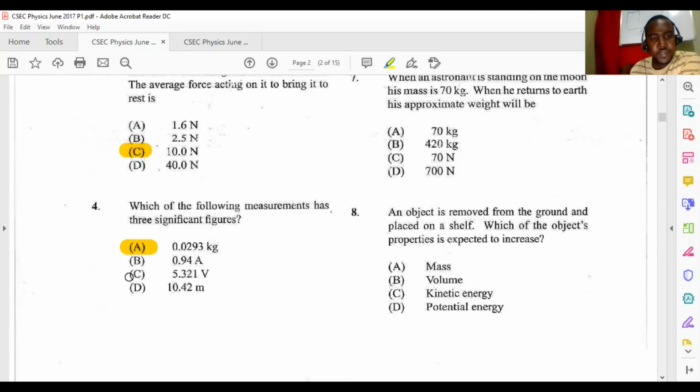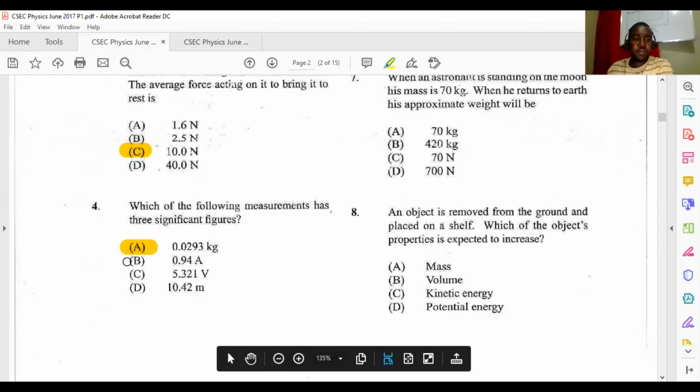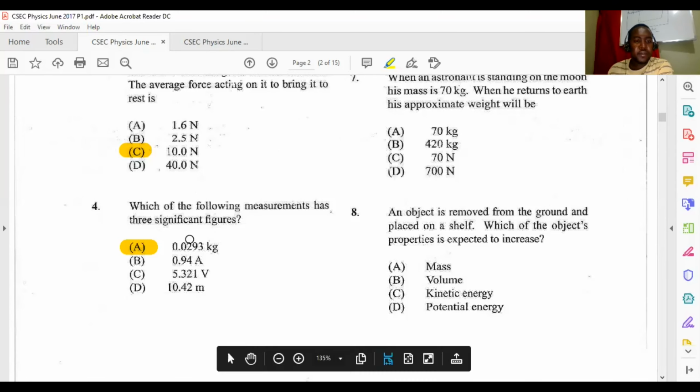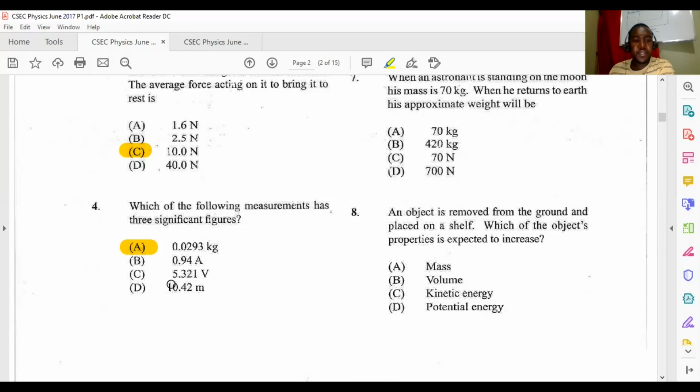All right, so significant figures start from the first non-zero number. So therefore, it can't be B as well because it starts with a 0. So it's the first non-zero number. So in A, it's 2, and then 9, and then 3. D is 4 significant figures because it starts off with a 1.